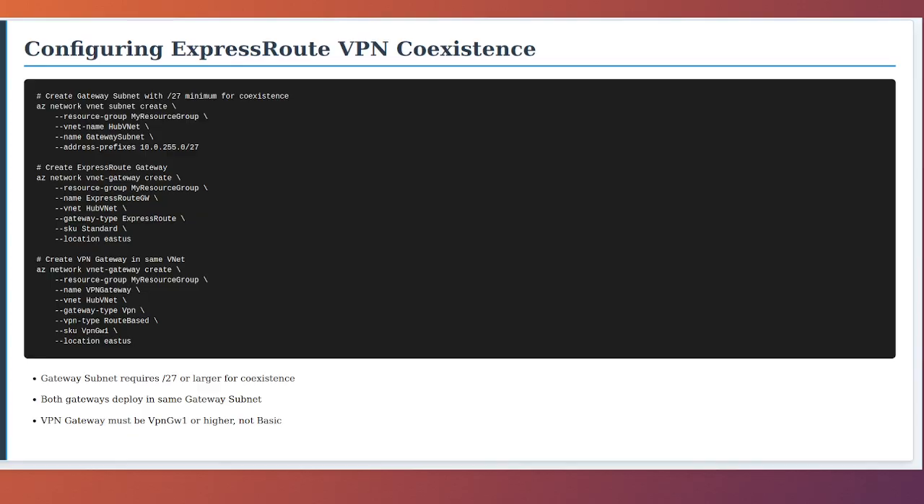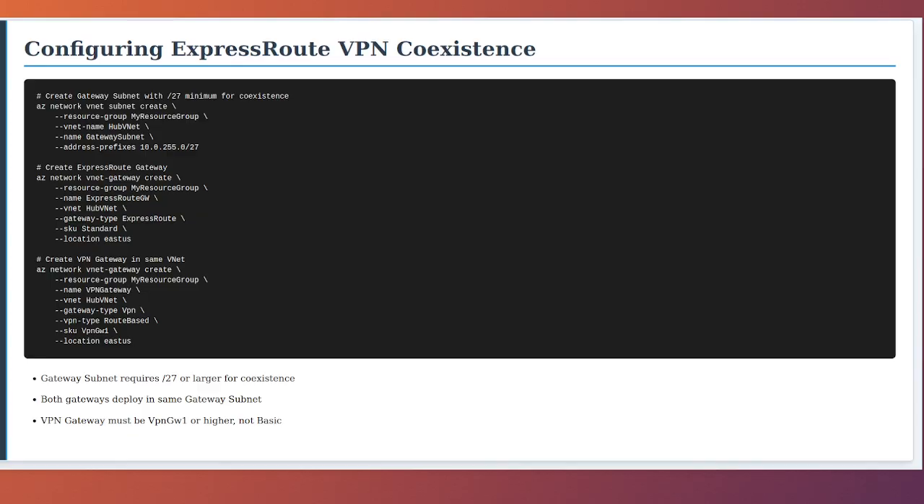The address prefixes parameter specifies the IP range for the gateway subnet, here using 10.0.255.0/27. The /27 prefix provides 32 IP addresses, with approximately 27 usable after Azure reserves some for internal use. This size is the minimum recommended for coexistence scenarios where you will deploy both ExpressRoute and VPN gateways in the same subnet. The second command creates the ExpressRoute gateway using the az network vnet-gateway create command.